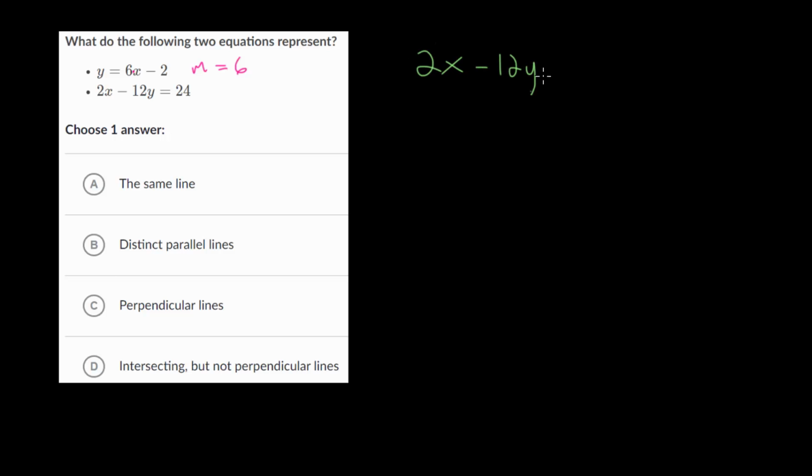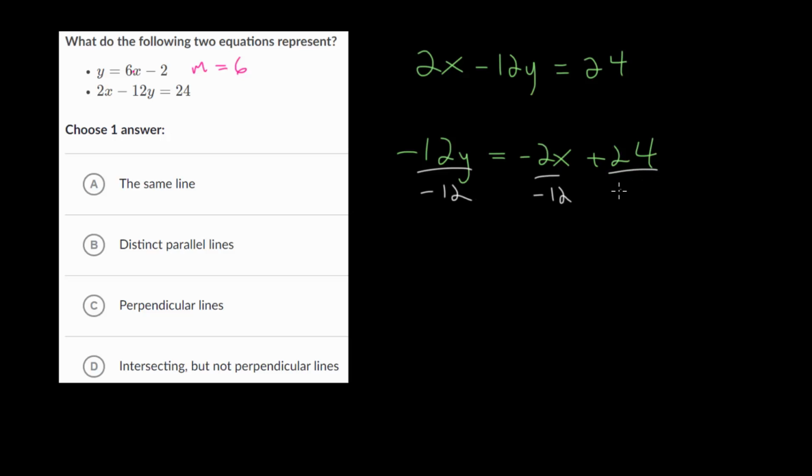So we have 2x minus 12y is 24. And let's subtract 2x on each side. So we get minus 12y is minus 2x plus 24. And from here, let's just divide everything by minus 12 so that we can get y by itself and cancel out that multiplication. So on the left-hand side, we just get y, or 1 times y. And the negatives cancel out here, and we get 2 over 12, which simplifies to 1 over 6. So we have 1/6 x, and 24 over negative 12 would be negative 2.